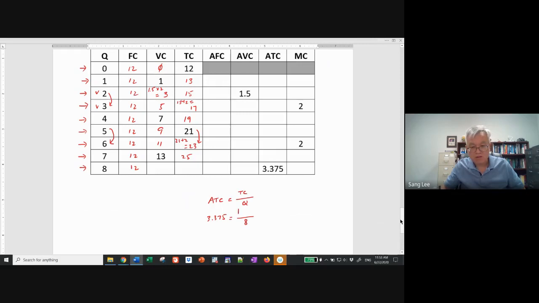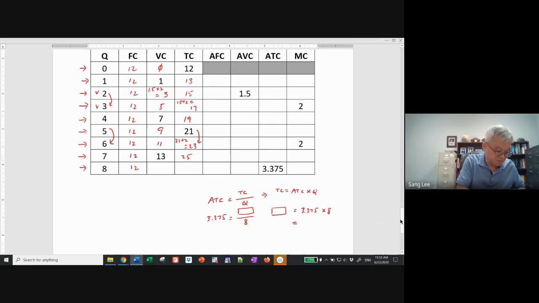What's the total cost? We do not know. So simply, the total cost is what? Total cost is average total cost times quantity. Likewise, the value in this box is what? Average total cost of 3.375 times 8.